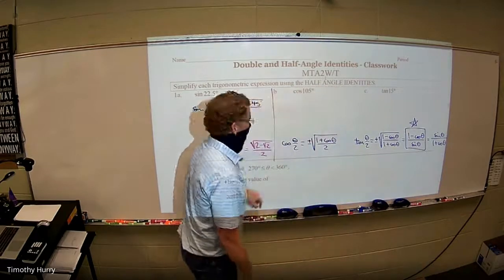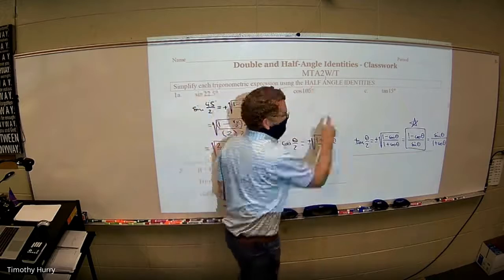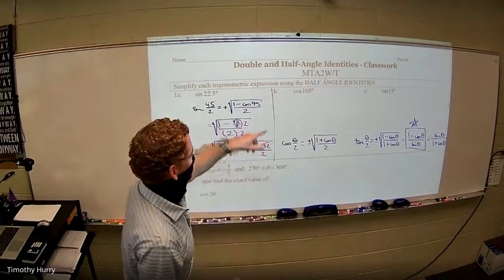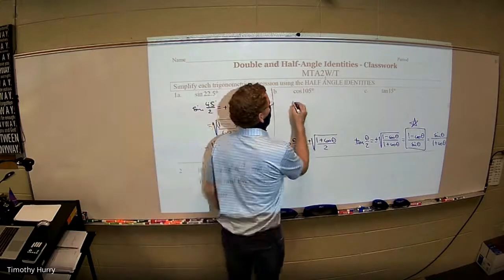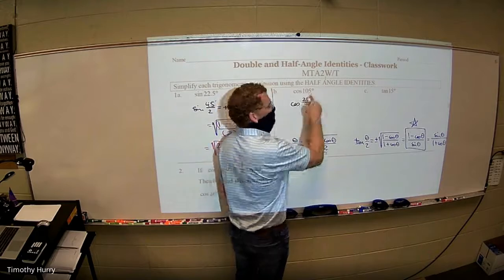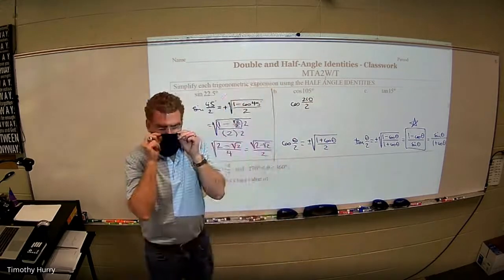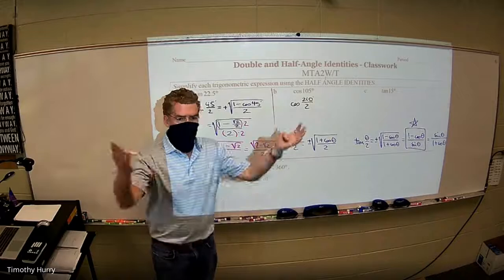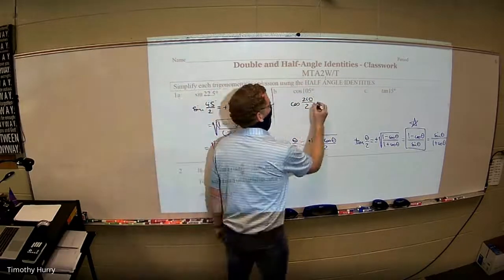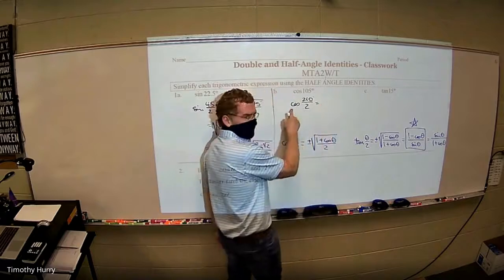Coming back to this. So ask yourself, if I have to use a half angle, is there an angle on your unit circle that gives me 105? 210. So 210 over 2 is the same thing as 105. And now I don't have to worry about 105. I can use 210. 210 is on my unit circle. Awesome. So what's the half angle identity for cosine? Tell me.